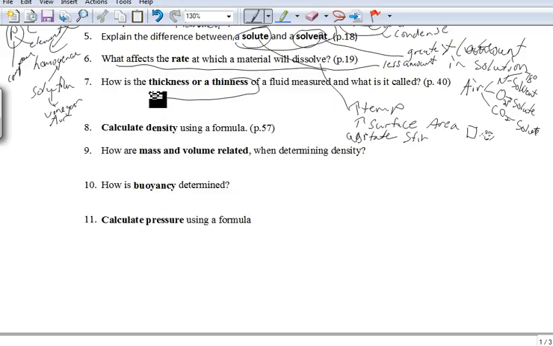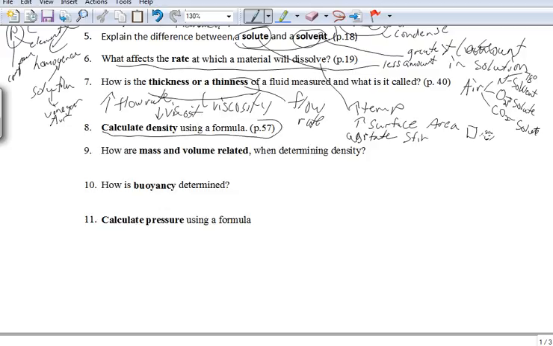How is the thickness or thinness of a fluid measured, and what's this called? So this is called the viscosity, and we usually measure it using flow rate. Here's how it works. The faster the flow rate, the lower the viscosity.